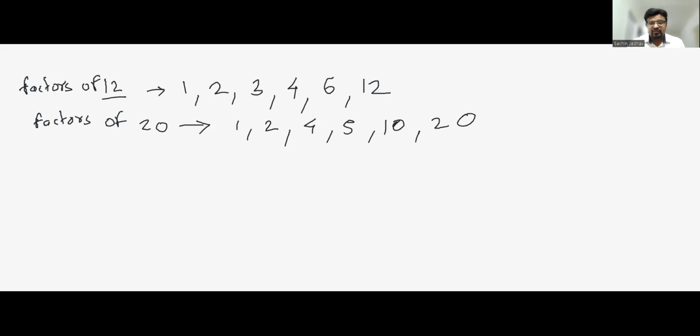Now here you can see what the common factors are. The common factors here are 1, 2, and 4. In those common factors, which is the highest common factor? The highest common factor here is 4. That is the HCF.